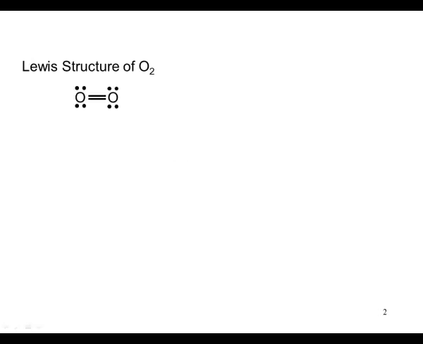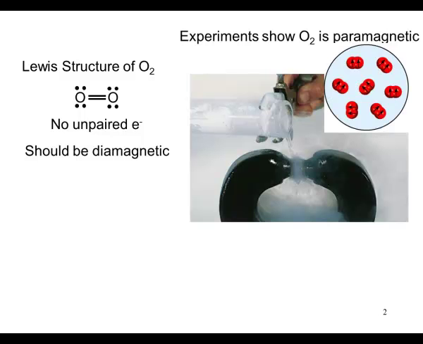Here's the Lewis structure of oxygen. Notice that there are no unpaired electrons. Oxygen should be diamagnetic. Experiments show that oxygen is paramagnetic. Here's liquid oxygen being poured through the faces of a permanent magnet. It stays there.